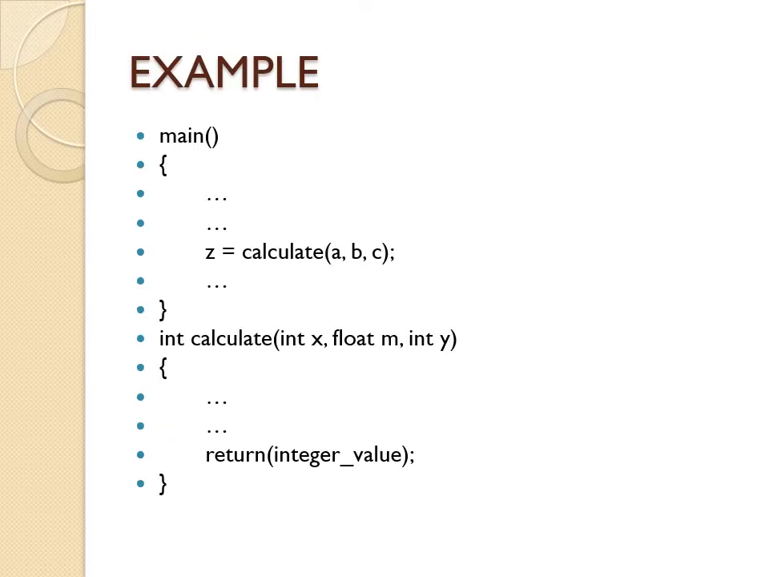This is an example of a simple function. The name of the function is calculate. The function return type is integer and the function takes 3 arguments. This function is written outside the main and it is called within the main. After execution, this function will return an integer value. This is a skeletal structure of a user-defined function and its calling.